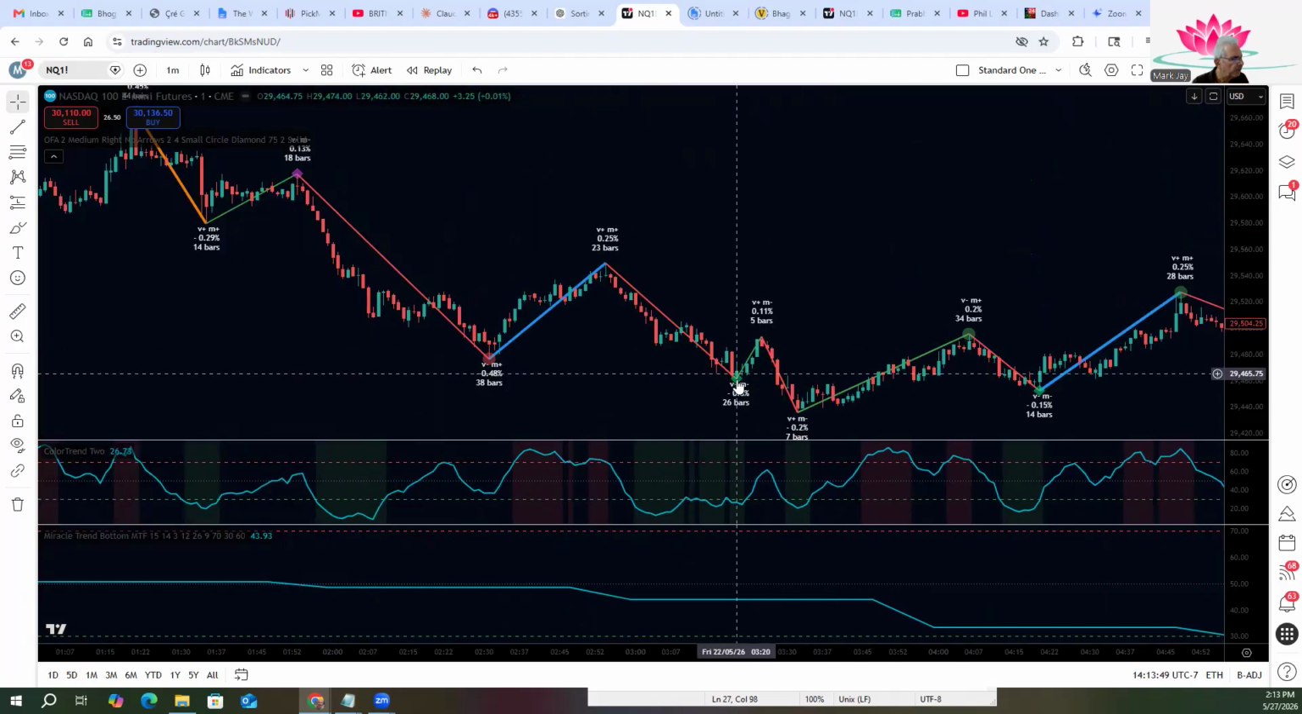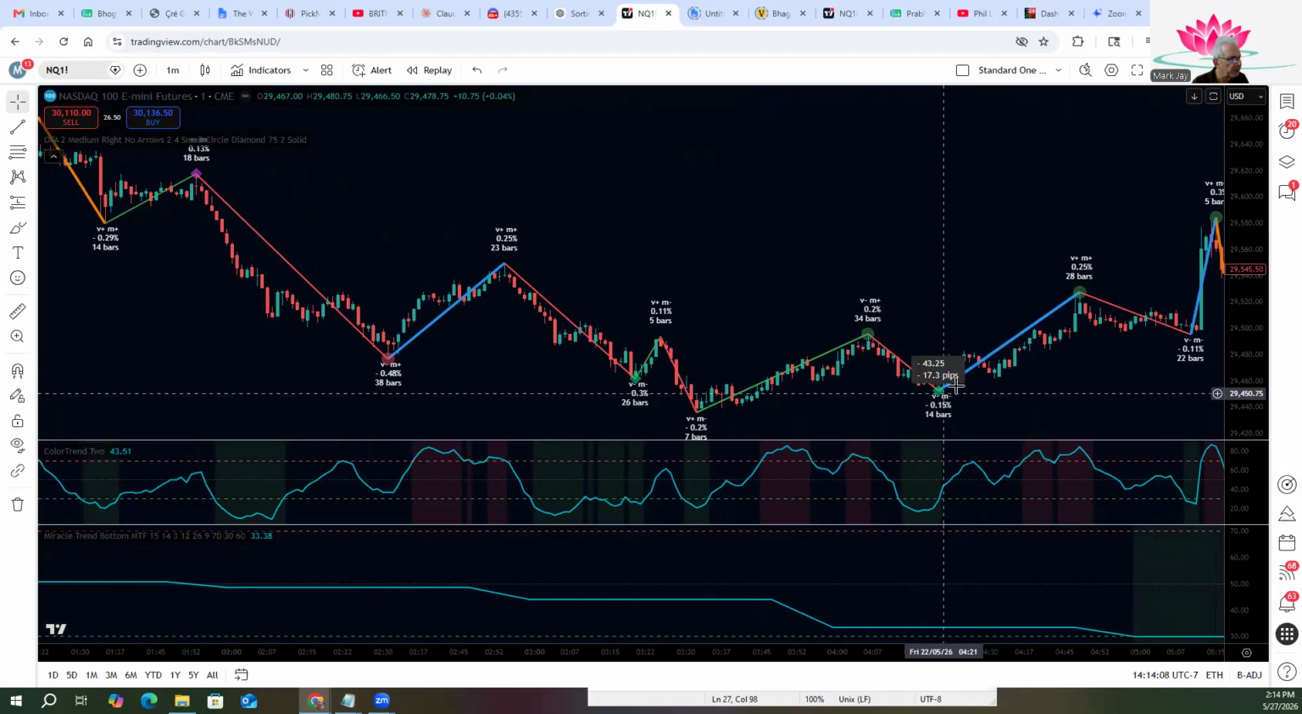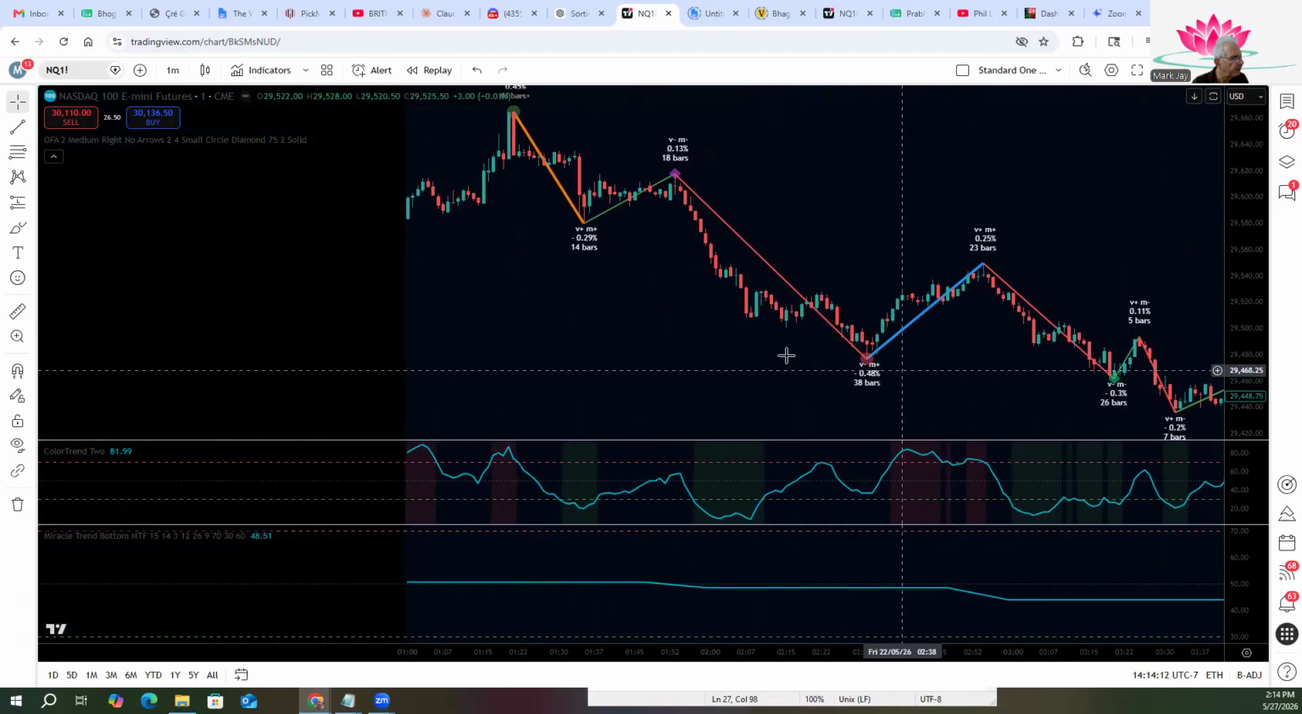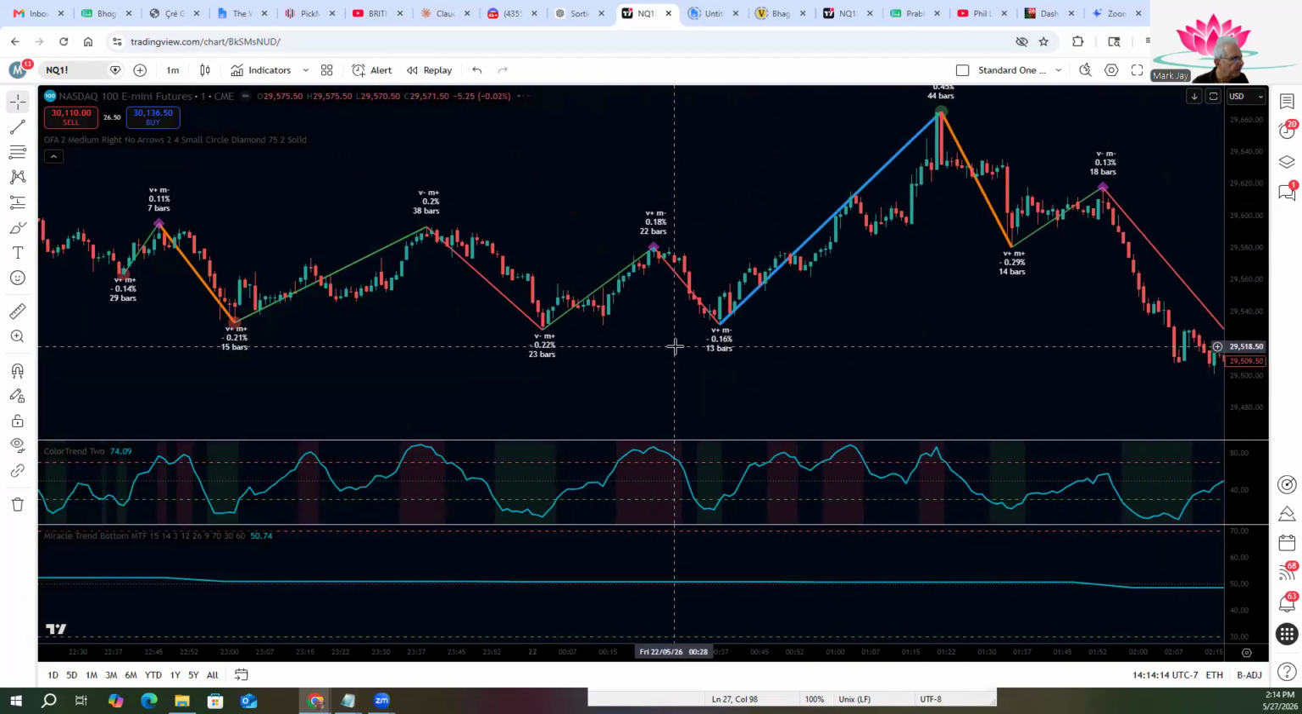This one here would have given you a little bit of concern because it came down, but then it ended up coming over here. So you would have made maybe a couple of points or broken even. Here is a nice trade down to here. Here's a nice trade up to here. Here's a nice trade. So there's plenty of trades. You never have to worry.